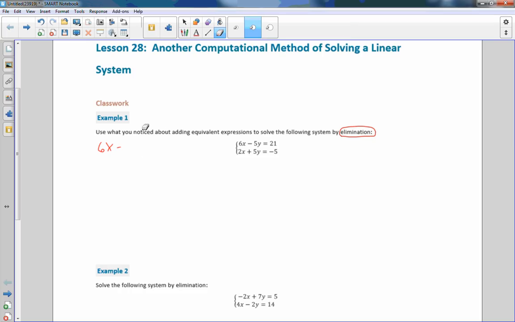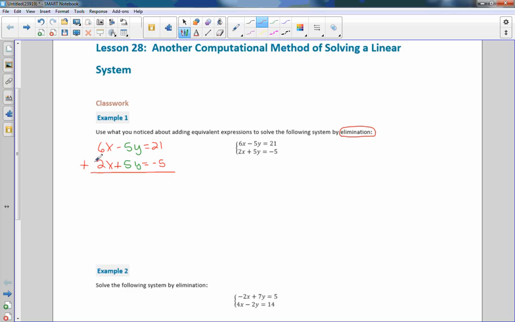And let me change colors while I do this, just at first to show you what's going on. So we have a 5y equals 21. And then we have 2x plus 5y, and that equals negative 5. Now, if I just take these two equations, line them up like they are, and add them, since they're opposites, when you add opposites, you get 0.